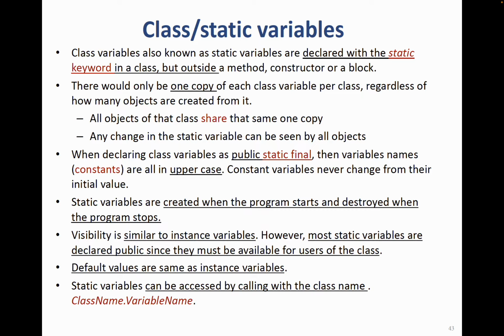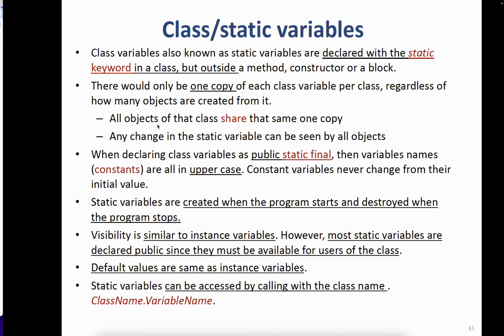What it means is all objects of that class share one memory, use the same memory location for that variable, but for the instance variables, they have separate variables. Any change in the static variable will reflect to all of them. I will actually show it here with an example.